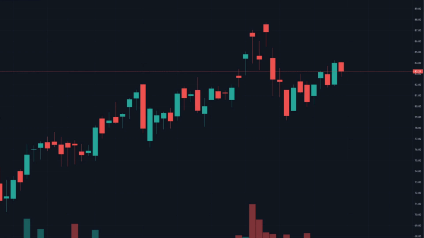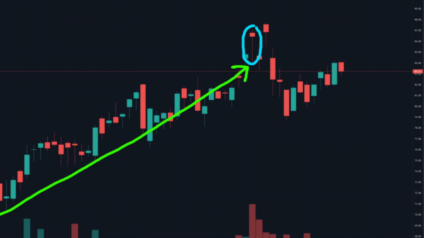All right, so now we are looking at Activision Blizzard, a gaming company in the US. And as we can see here, we had a strong upward trend here. The stock was trending upwards. But the uptrend actually ended here with a pattern I think you are familiar with right now. It ended with a hanging man pattern.